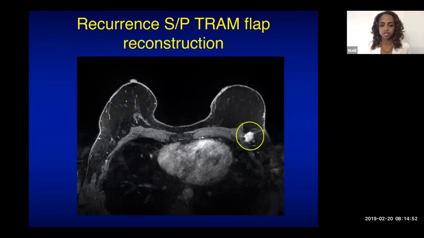Here's another example showing recurrence in a TRAM flap reconstruction on the left breast right here.